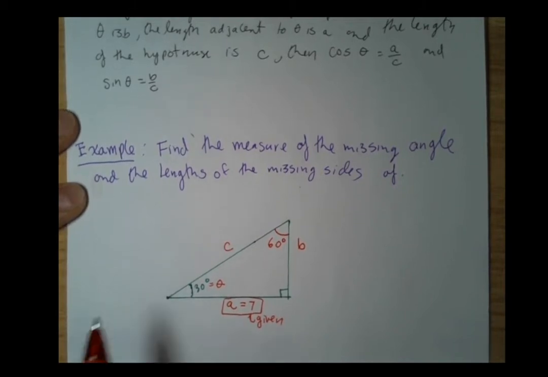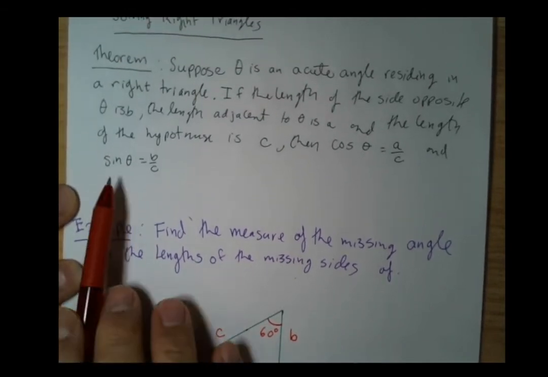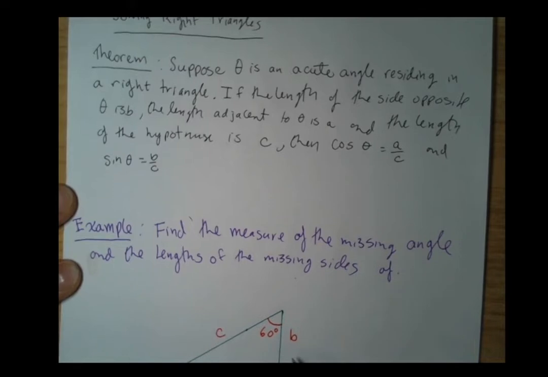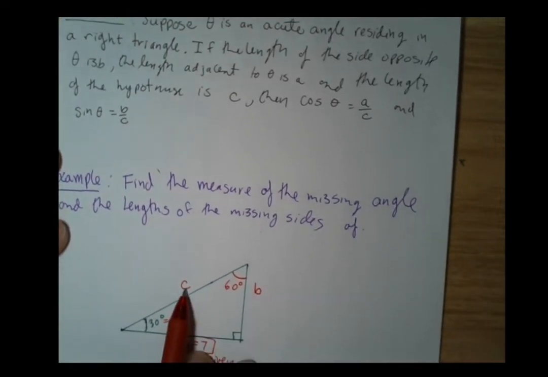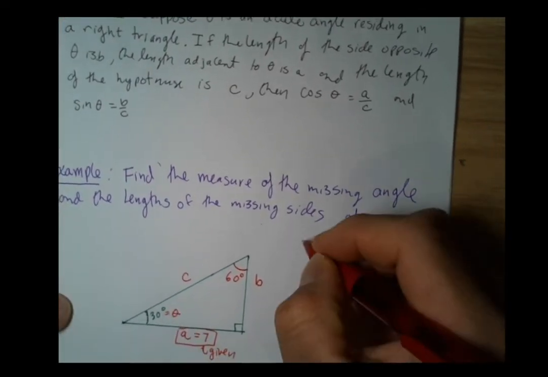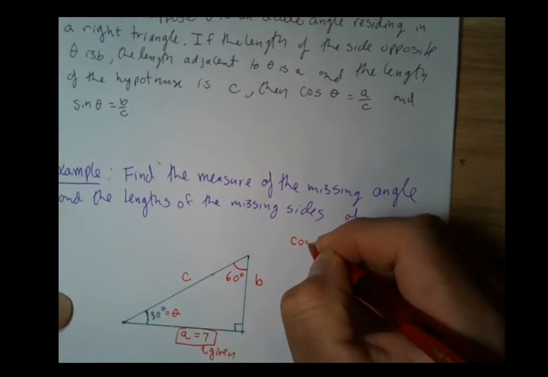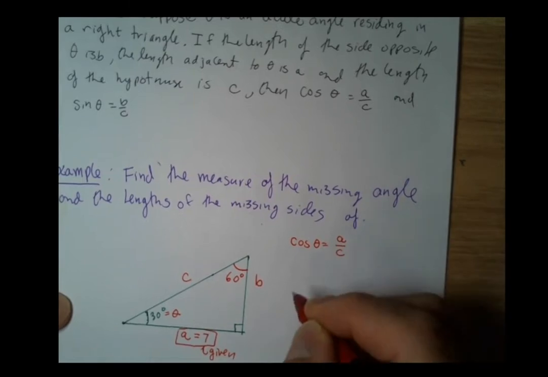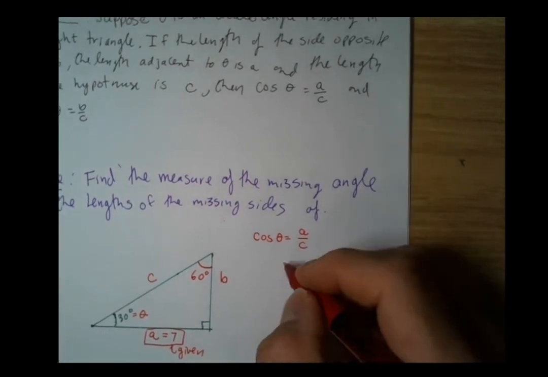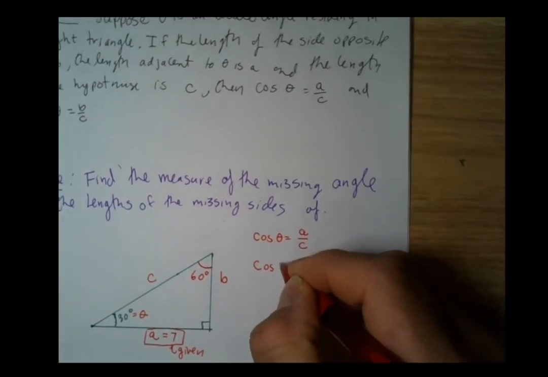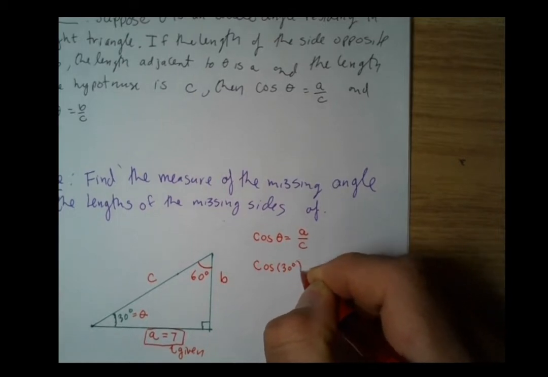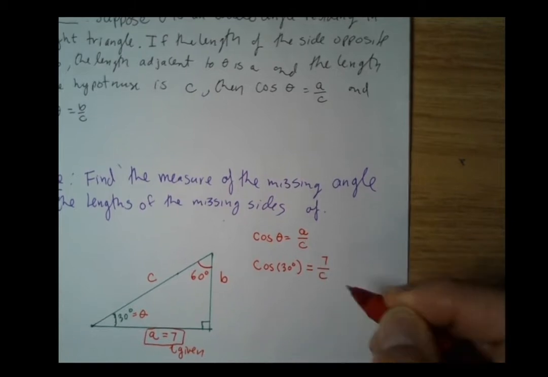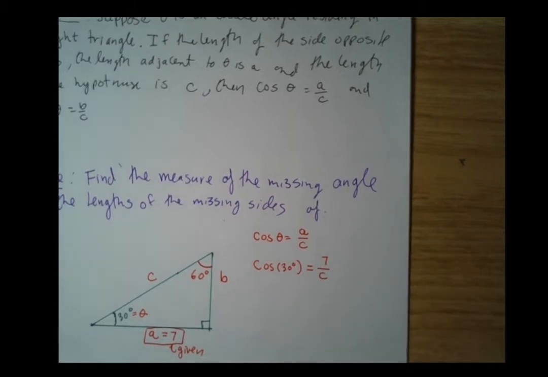All right, so now we can apply this theorem where we have, let's say, B, opposite here. Or, excuse me, let's use it to find C first. So cosine of theta would be equal to A over C. And then I'm going to plug in the values that I do know. I know theta is 30 degrees. A is 7. And C is unknown.